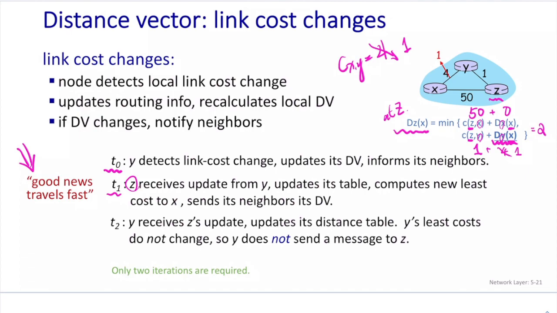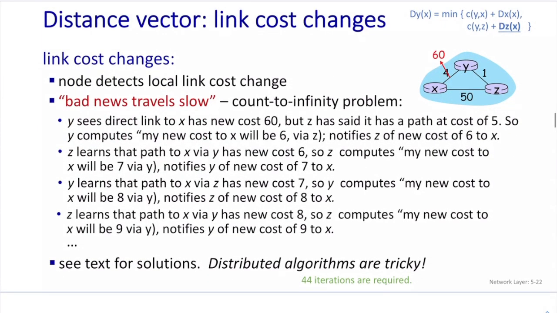Okay, so it only takes 2 iterations for y to advertise such kind of information to its neighbor, and its neighbor will directly update its distance vector. So we say good news travels fast, and then after time t2, all the distance vectors become stabilized. Okay, so they will stop updating their distance vectors.